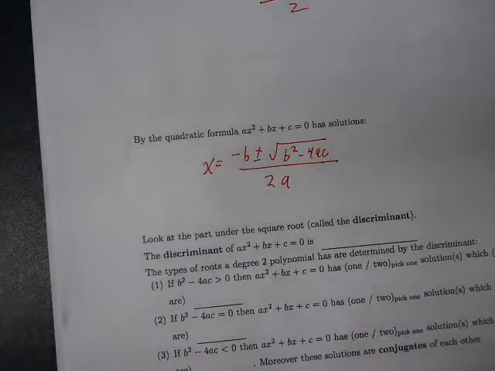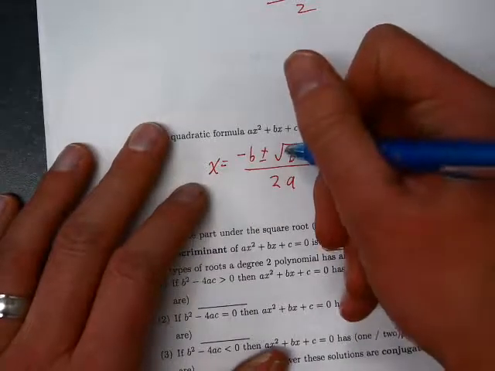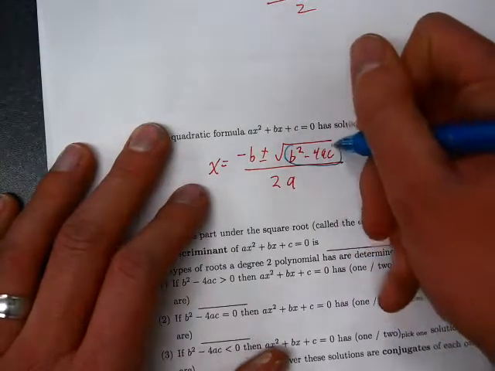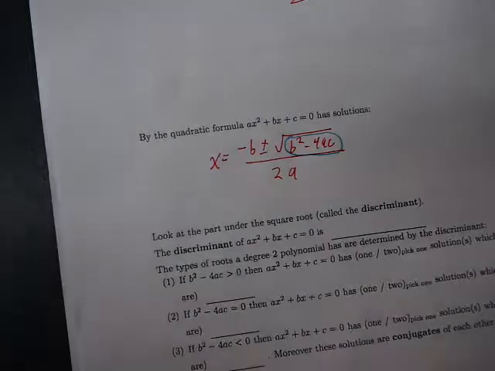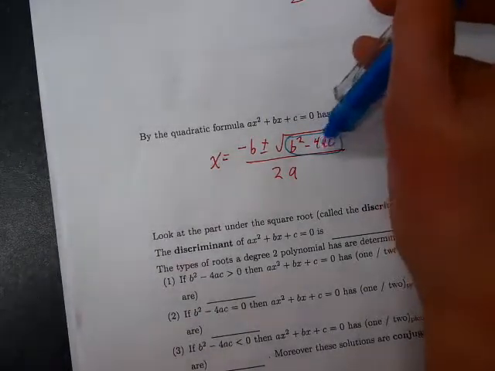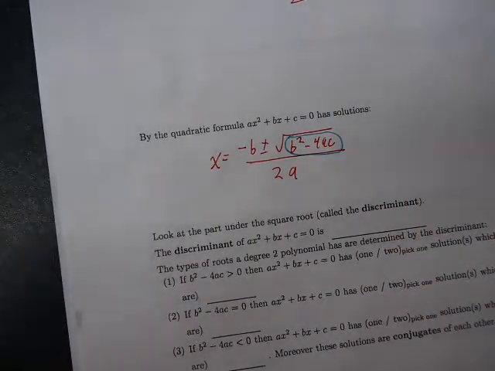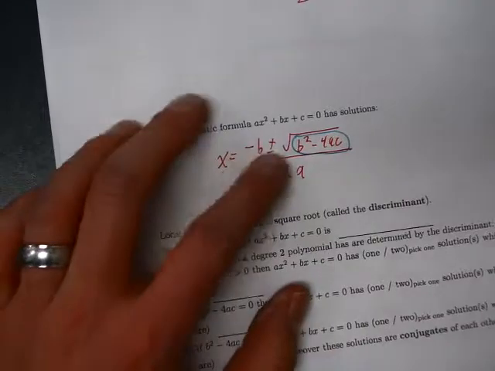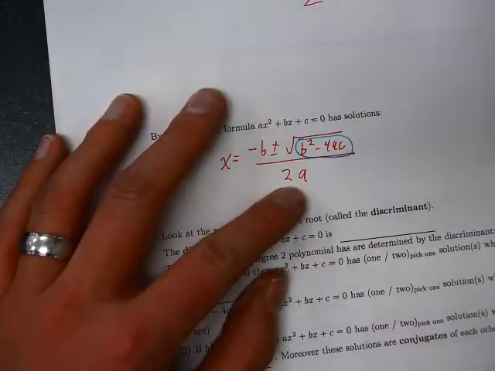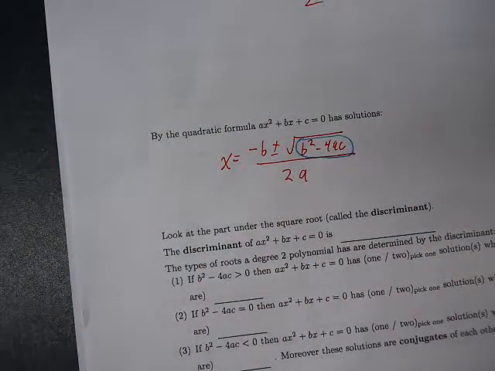So let's take a look at one particular bit of this formula, the stuff under the square root. This quantity is either positive or negative or 0. If it's positive, then the square root of a positive number is a positive number, and you'll wind up with negative b plus or minus a positive number over 2a. So you'll have two real solutions.